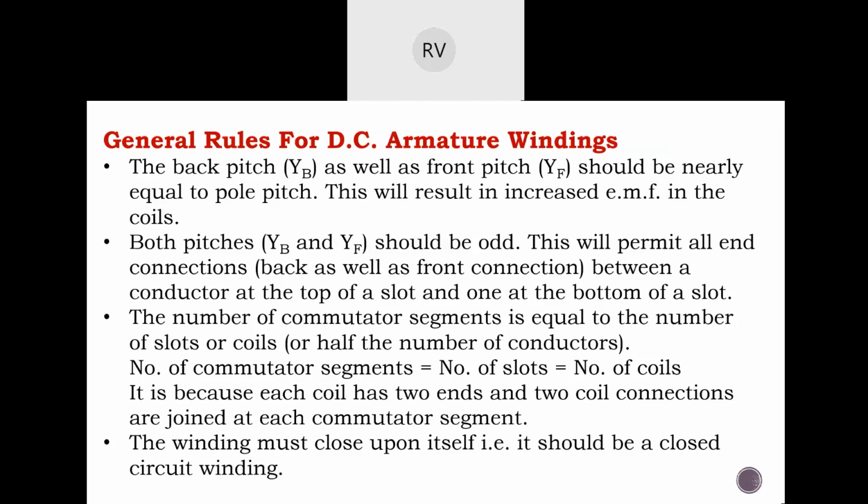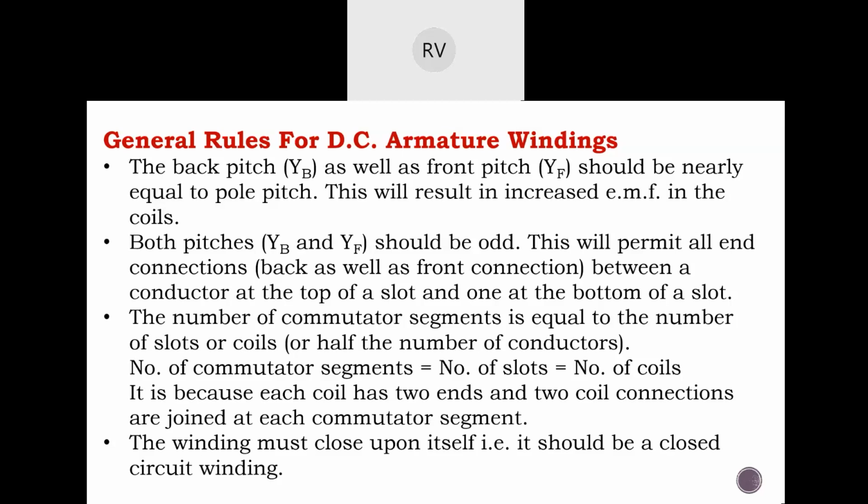This will permit all end connections, that is, back as well as front connections, between a conductor at the top of the slot and one at the bottom of the slot. So if you maintain the back pitch and the front pitch as odd numbers, then all the conductors can be connected in both front as well as back connections. Otherwise, the conductors might not be connected in front or back connections.